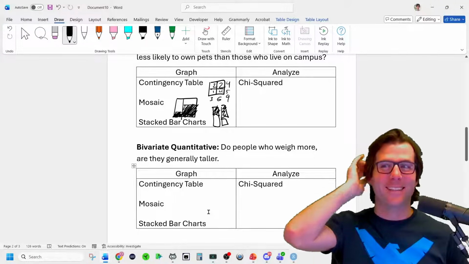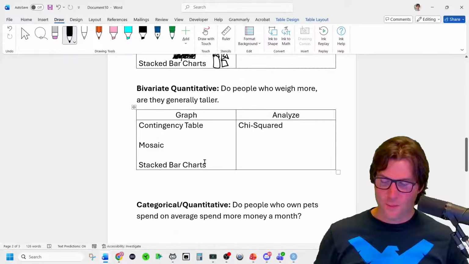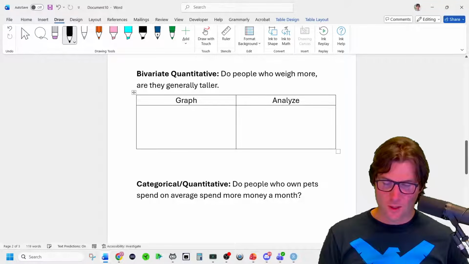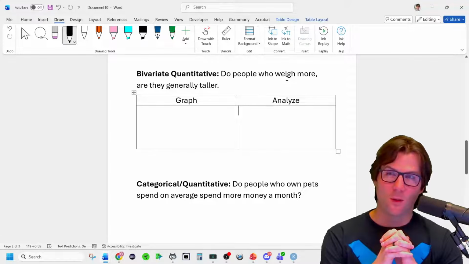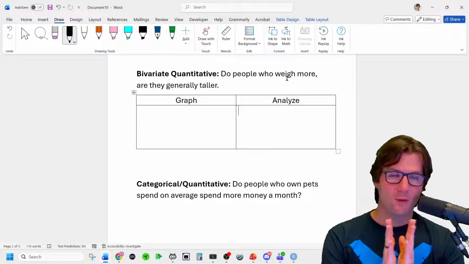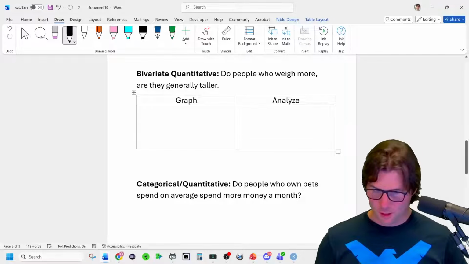So with that, let's continue on right here. We now have bivariate quantitative. What is bivariate quantitative graphed like? Do people who weigh more, are they generally taller? So you might even be thinking of the plot, and then there's two techniques for this. Scatter plot. Logan, you're on fire, man.